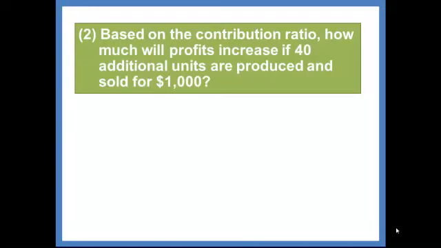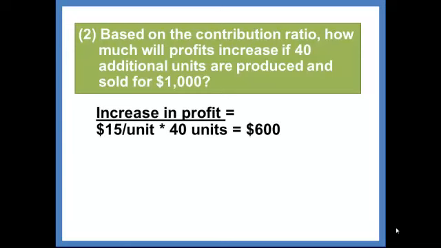Based on the contribution margin ratio, how much will profits increase if 40 additional units are produced and sold for $1,000? Now you could recompute the income statement. But the faster way to do it is to know that after the company covers all of its costs, every unit sold contributes $15 toward income. So the contribution margin is $15 per unit. We're going to sell an extra 40 units, so profit will go up $600.